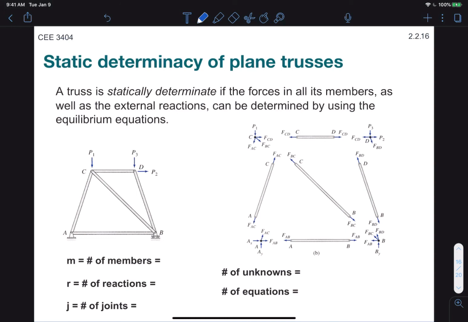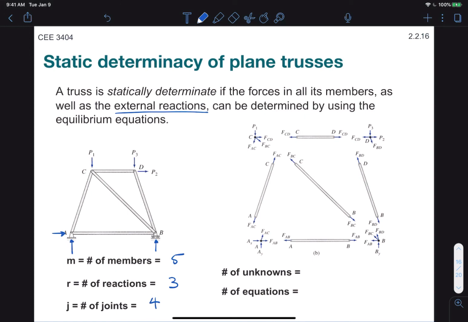So some key words there are the words external reactions. Notice that until this point, stability, we did not care about reactions. For static determinacy, we do care. All right? So in this case, we will care about the number of members, which in this case is 5. We will care about the number of reactions, which for this case is 3. Right? We have a y component for both A and B, as well as an x component for A. And then again, the number of joints, which in this case is 4.